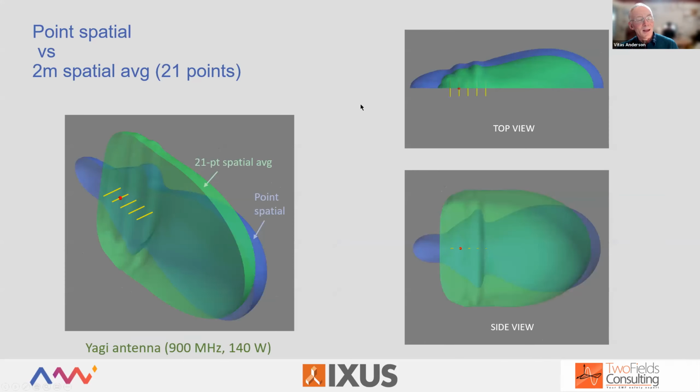Likewise, if we have a look at another example, this one's even more striking. So this is for a Yagi antenna. You can see the green 21-point spatial averaging compliance zone, and here the blue one is the point spatial, and you can see just how different they are. You can see that in the top view. Like in the previous example I showed, the horizontal extents are less for the green 21-point spatial averaging compliance zone, but the vertical extents are bigger.